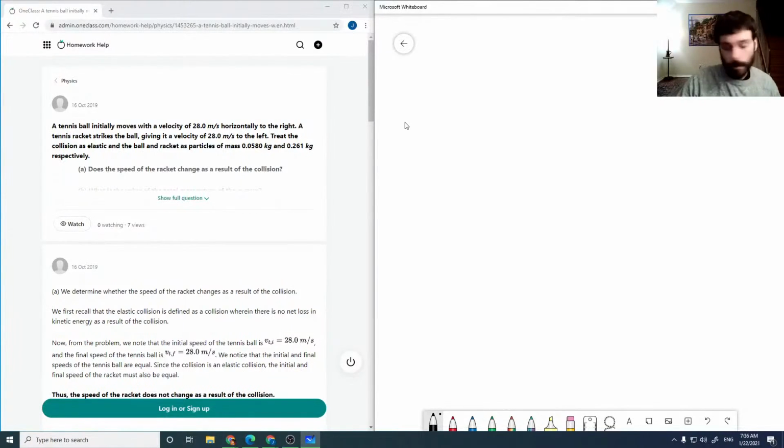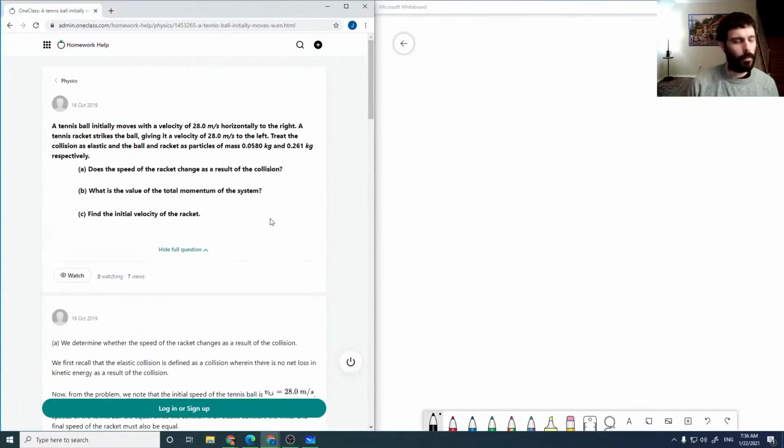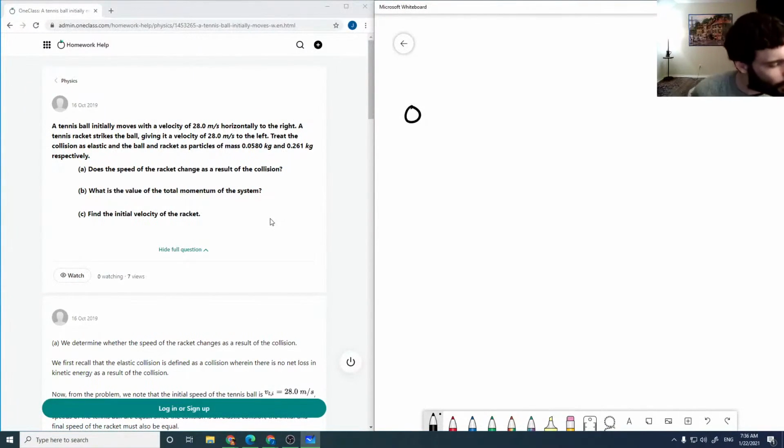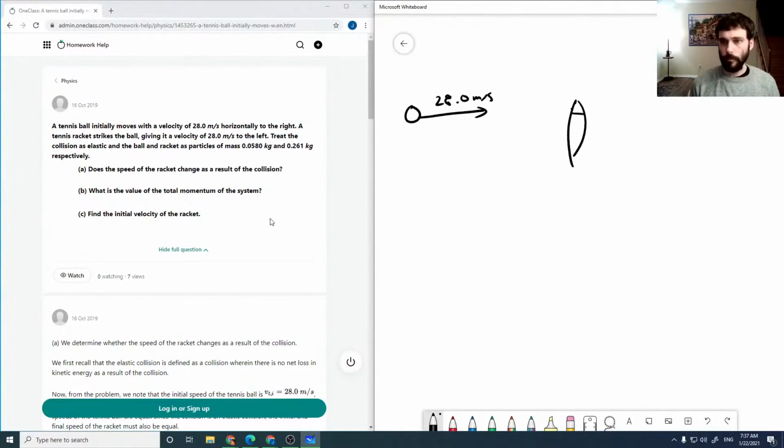Okay, so we've got a tennis ball initially moving with a velocity of 28 meters per second to the right, and a tennis racket strikes the ball. So a tennis racket, we've got some velocity VR, and then we're going to strike the ball.